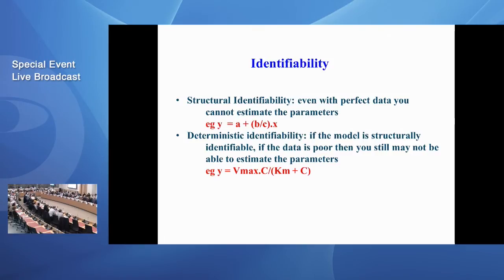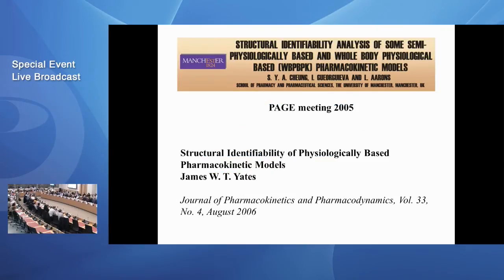Okay, this may sound like semantics, but it's quite important to distinguish between those two. So finally getting on to some PBPK models, and I'll continue on identifiability if I can. There has been some work on identifiability, and this is structural identifiability as I defined it. Amy, who's in the audience, of course, is the first author here, and then James Yates, who apparently knows her, has also written on this particular topic.